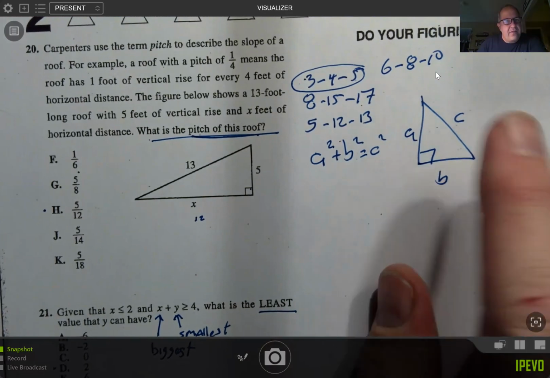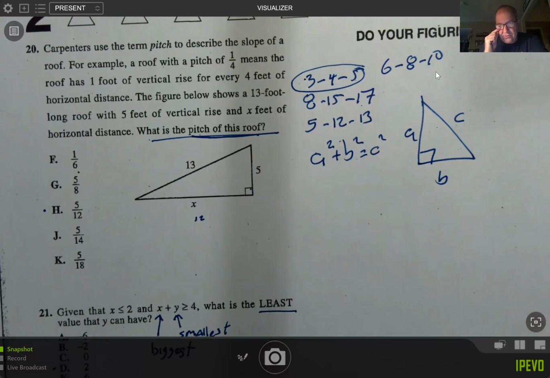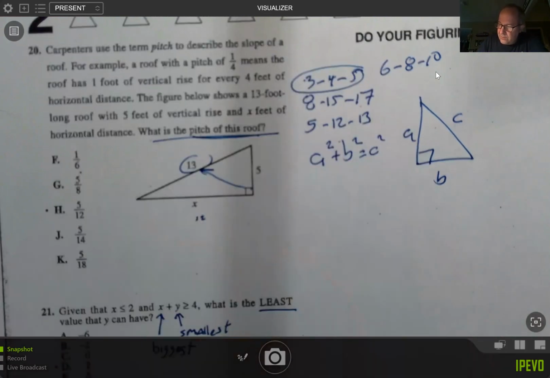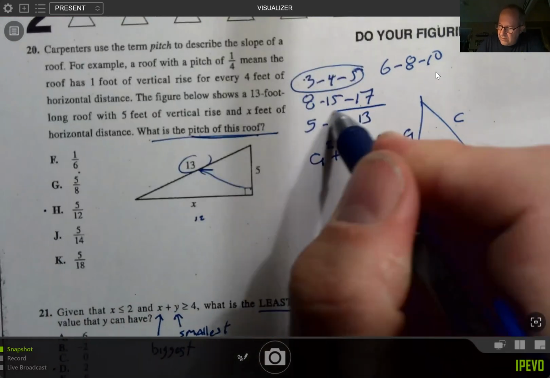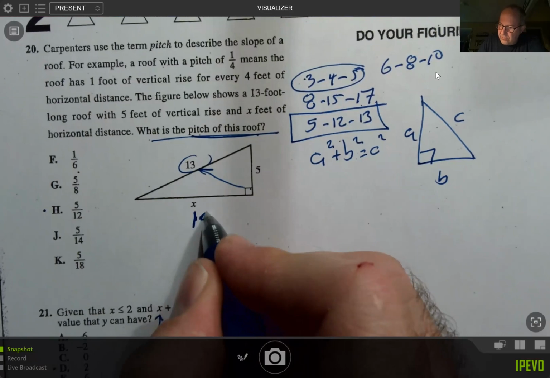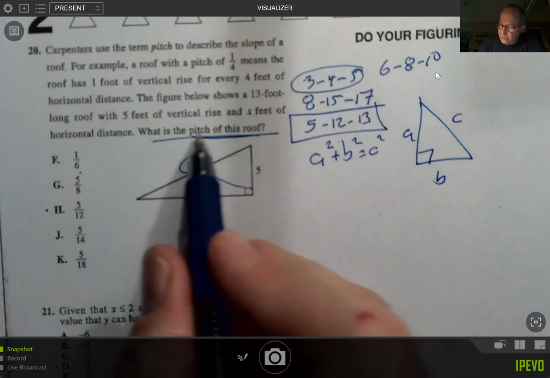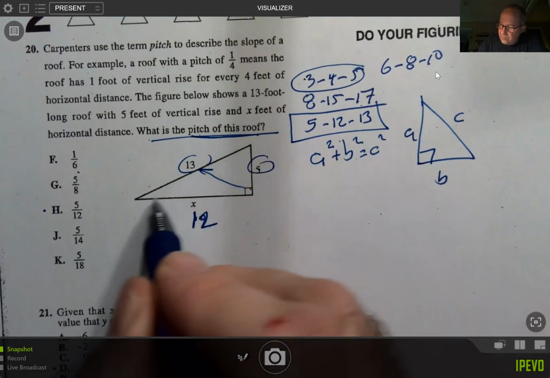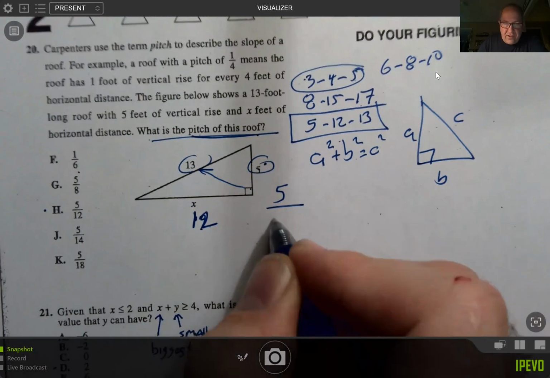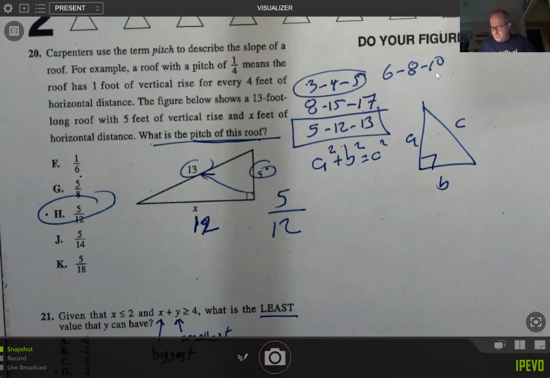Usually, you don't have to do the Pythagorean theorem. It's going to be one of these triples. Just make sure the hypotenuse is always the biggest number. Now, right here is the triple. 5. This side here must be 12. And there's 13. What's the pitch of the roof? So the vertical change is 5, the horizontal change is 12. It's 5 over 12. It's letter H. Not bad.